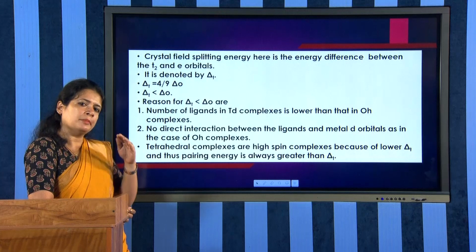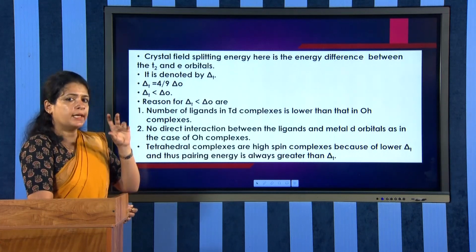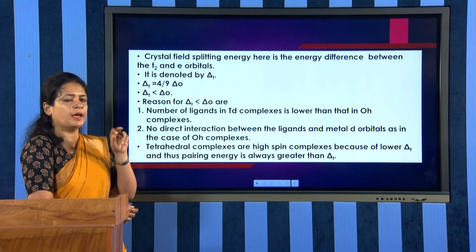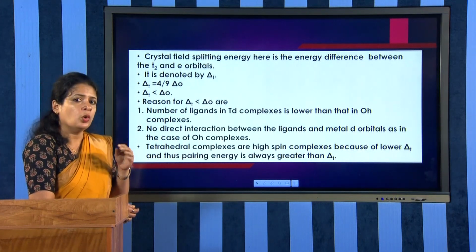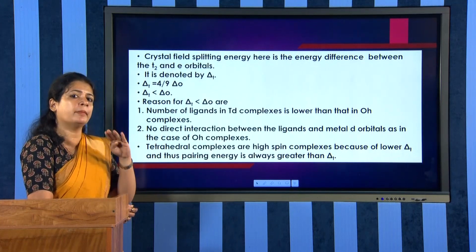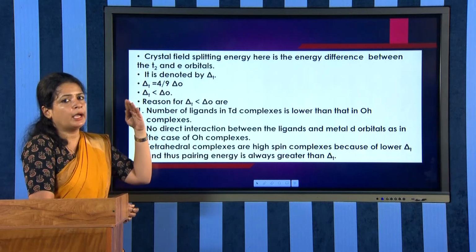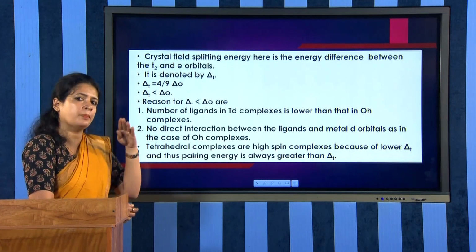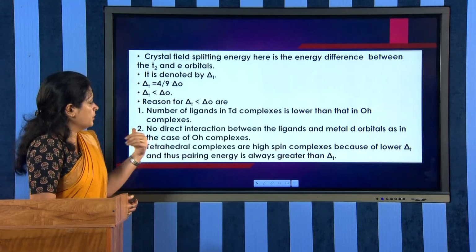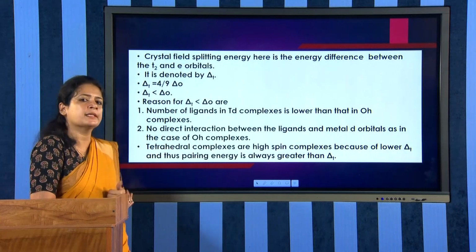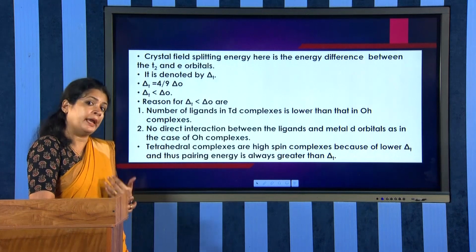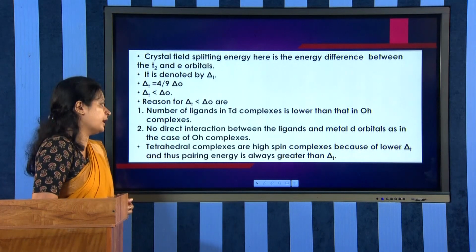And low spin complexes means there will be a greater delta in the case of octahedral complexes. If we represent it as delta O, that delta O will be much higher, so the 4th electron may not be able to go to the higher eg level. Such complexes are called low spin complexes. But all tetrahedral complexes are high spin complexes. The reason is that delta T is very much less, or the pairing energy is more in the case of tetrahedral complexes.